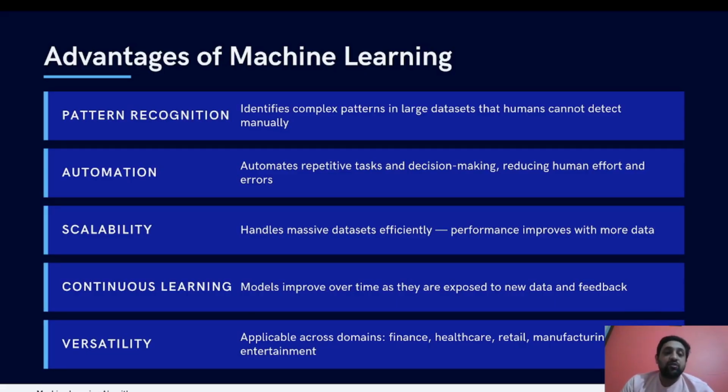Additionally, they continuously improve as they are exposed to more data and feedback. Their versatility allows them to be applied across various industries, including healthcare, finance, retail, and entertainment.